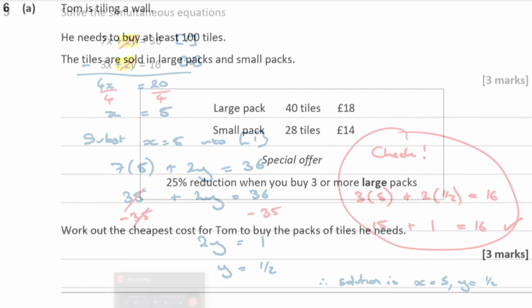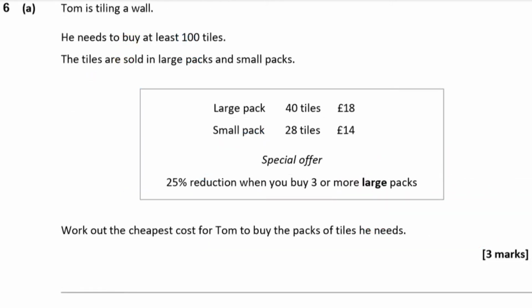Let's move on. Question 6a. Tom is tiling a wall. He needs to buy at least 100 tiles. The tiles are sold in large packs and small packs. Large packs come in 40 tiles and they're £18. Small packs come in 28 tiles and they are £14. And there's a special offer on at the moment, 25% reduction when you buy 3 or more large packs. Work out the cheapest cost for Tom to buy the packs of tiles he needs.